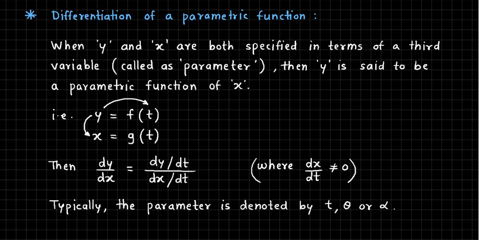And another thing to note is in the formula we have dx by dt in the denominator, so therefore we must have dx by dt as a non-zero expression. Okay, now let us see a few questions in which we are to use this particular method.